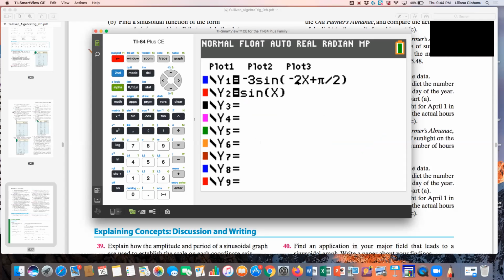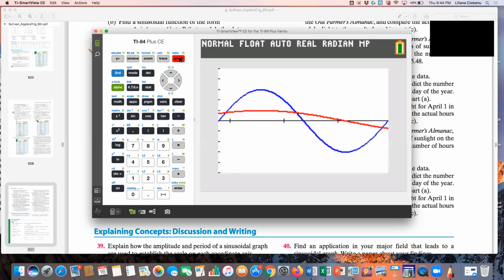But we also have a horizontal compression. Again, that's the graph. It's a horizontal compression. And the period basically was changed from 2 pi to pi. So the period was cut in half.